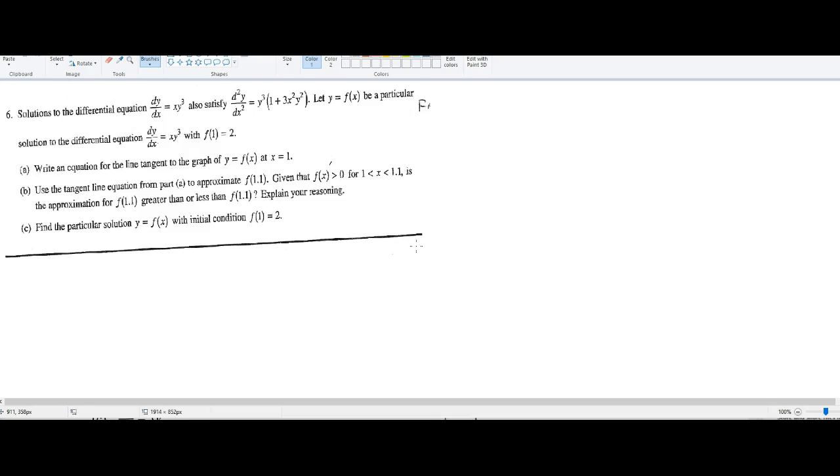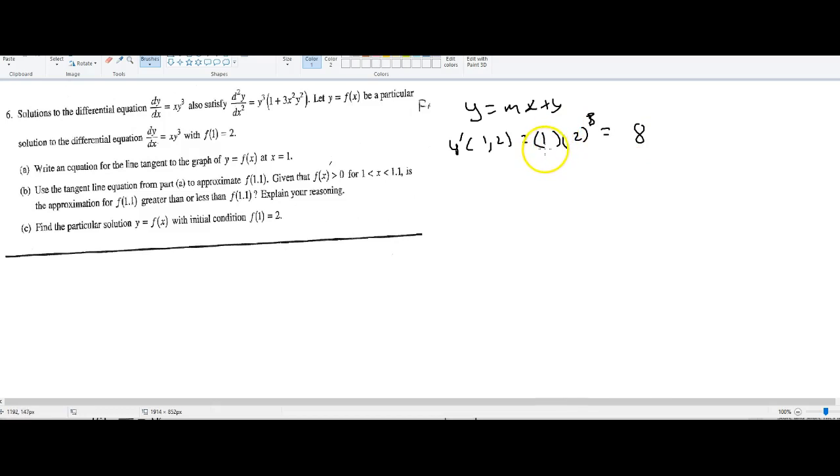So write an equation for the line tangent. Here's where you might panic, but just relax. How do I find the equation for the line tangent? We know the equation for a line tangent is going to be y equals mx plus b. So I need my derivative at the point to find my slope. My slope at the point (1, 2) would be equal to, here's my derivative, I'm going to plug a 1 in for x and a 2 in for y, and I get that my derivative is 8.